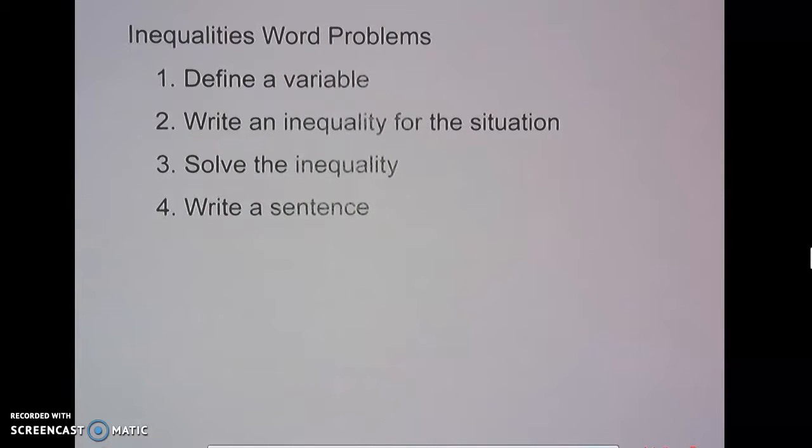Today we're going to be talking about inequality word problems. So just like we did with word problems in the past, we're going to have 4 steps. We're going to define a variable, write an inequality for the situation, solve the inequality, and then write a sentence to answer what that actually means in the given situation.